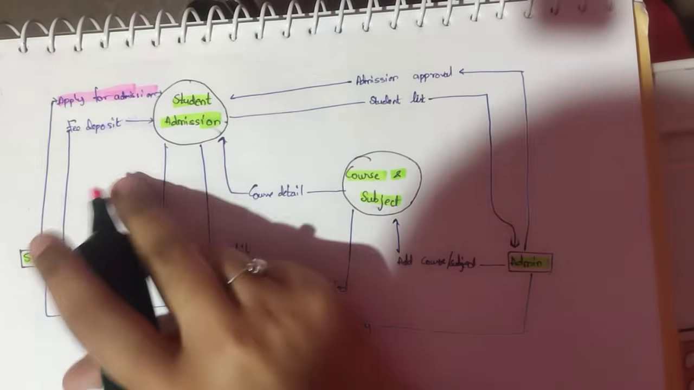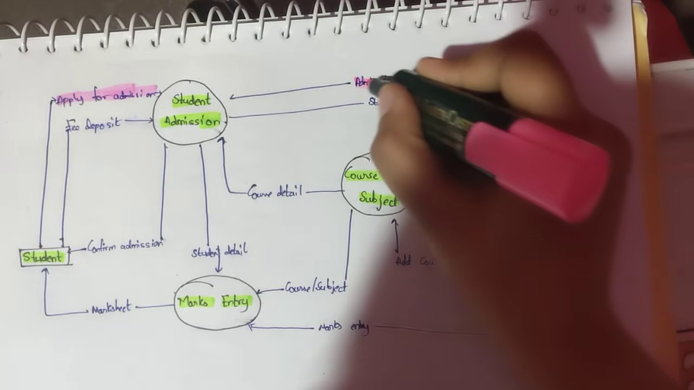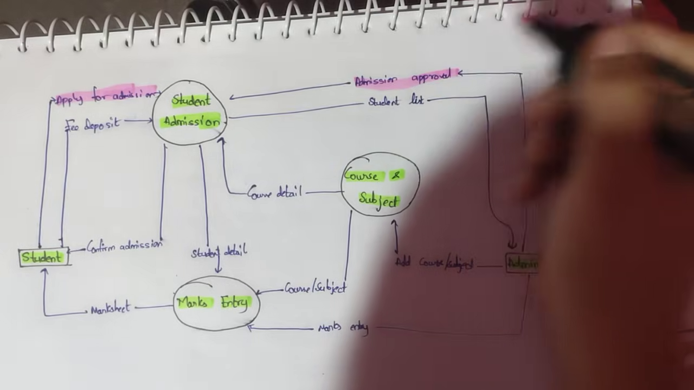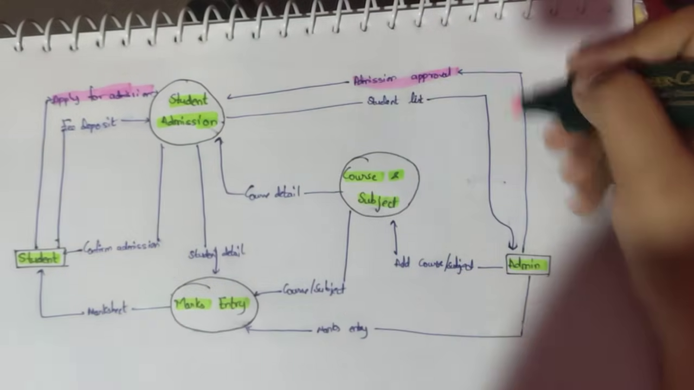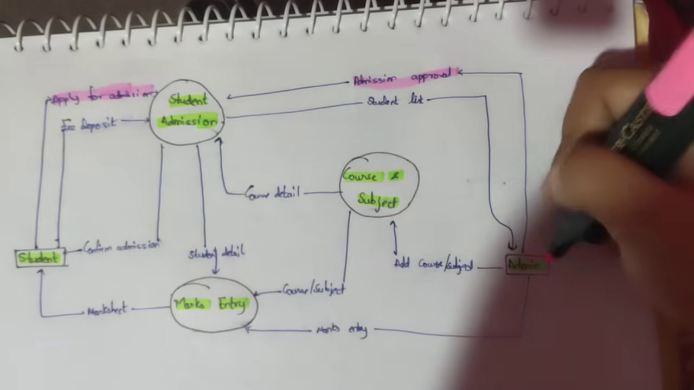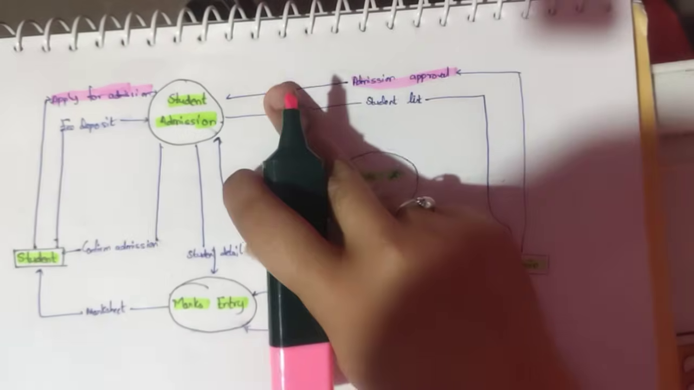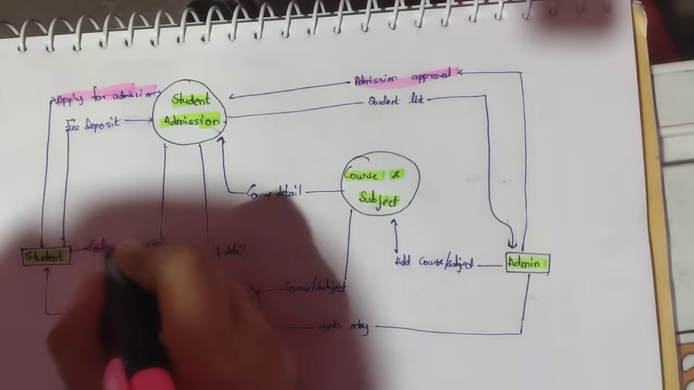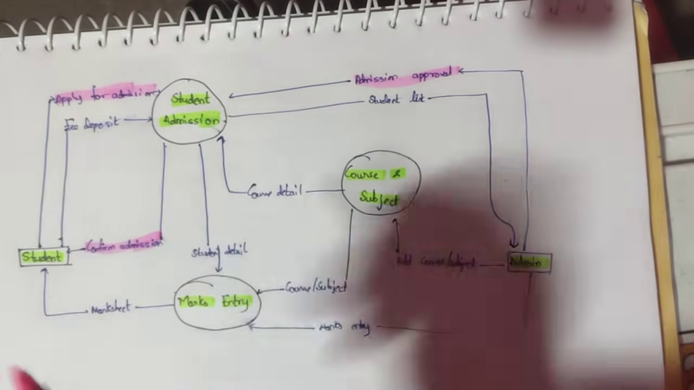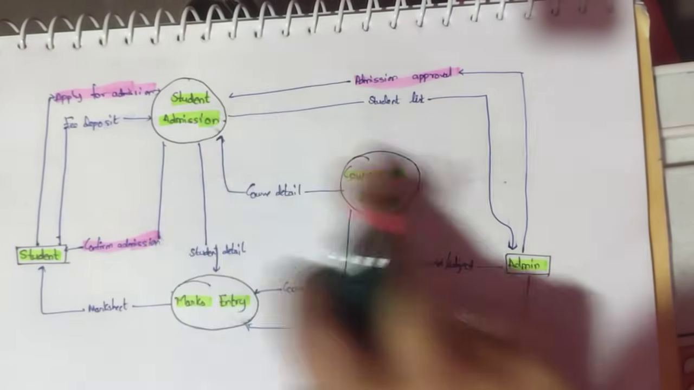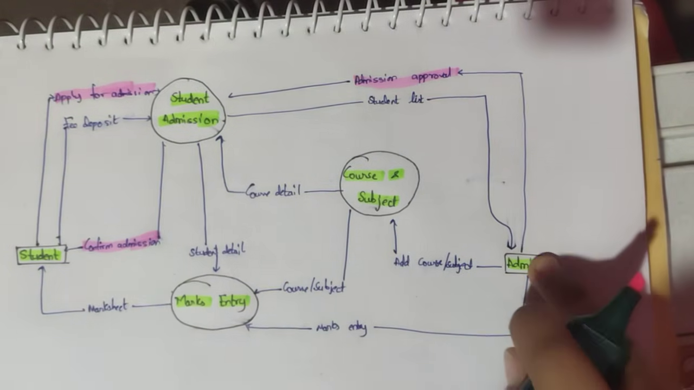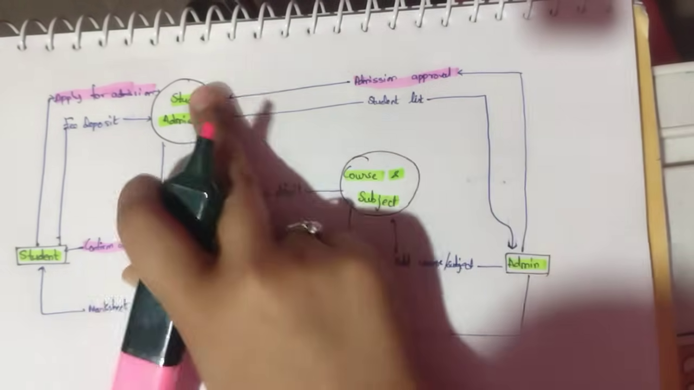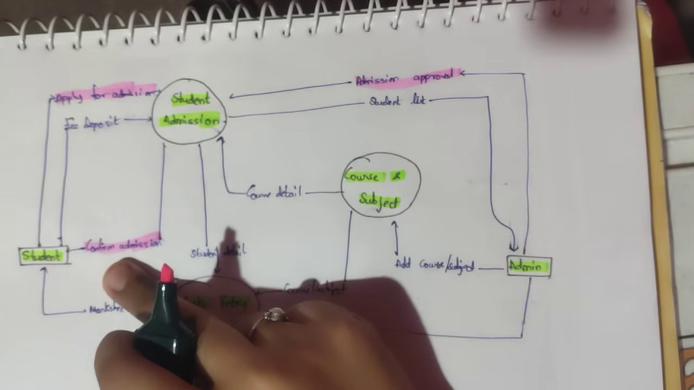The student applies for the admission, then comes the admission approval, which means after the student admission is submitted, it will be approved by the admin. When the admin approves that admission, the student will get the confirmation. For example, this is the confirmation of admission. I hope you understood. The student applied for the admission, got the approval from the admin, and then got the confirmed admission.